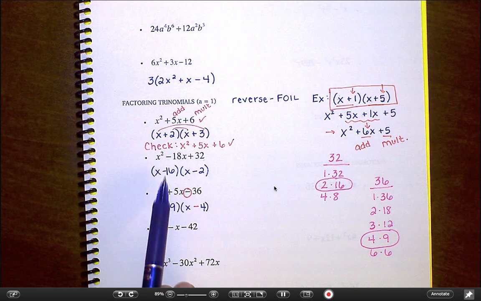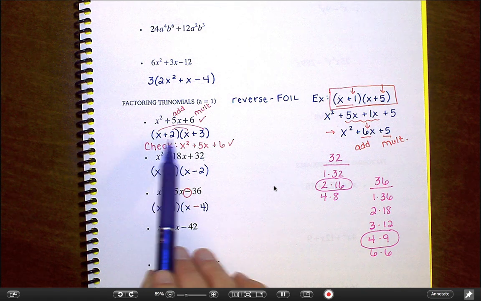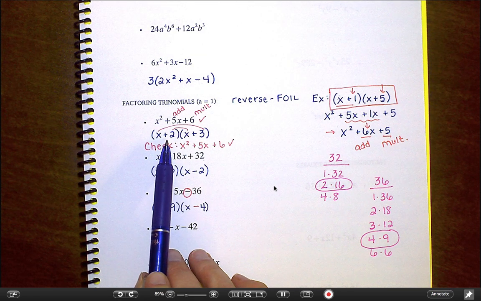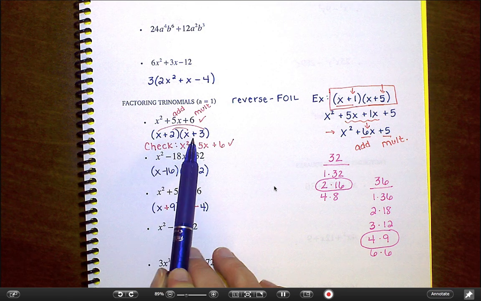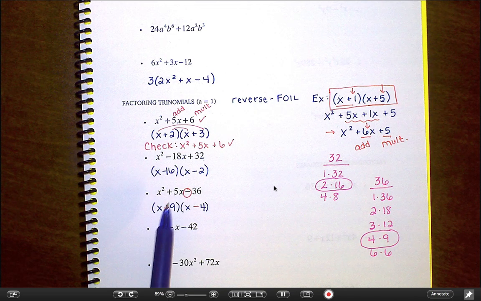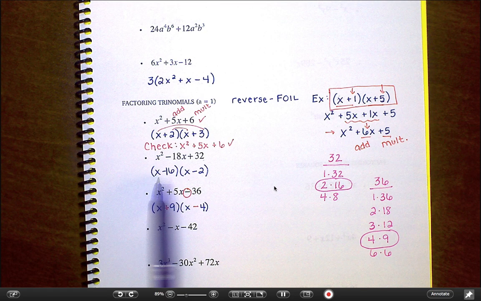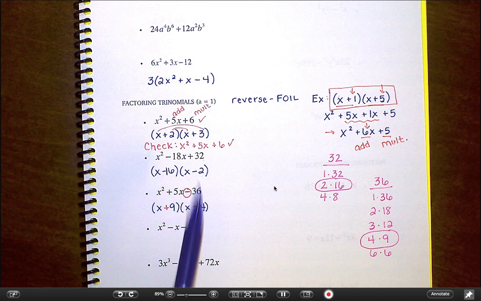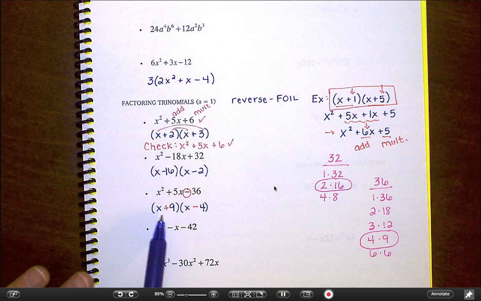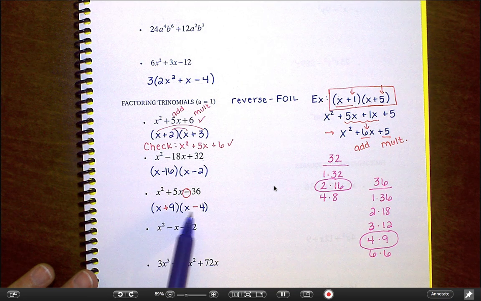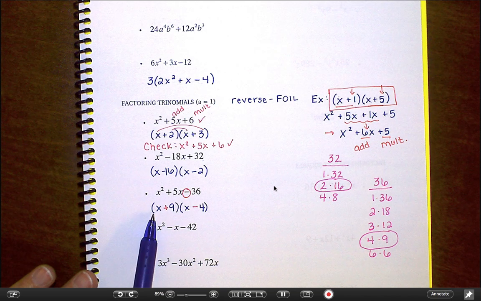Now, notice up here in these ones, I didn't really pay a whole lot of attention to which number I threw down first. So if you had written x plus 3 and then x plus 2, or if you had written x minus 2 and then x minus 16, that wouldn't matter. The order does not matter because this is multiplication and it doesn't matter what order it goes in. The same thing technically goes here. Okay, I could have put x plus 9 second and then I could have put x minus 4 first.